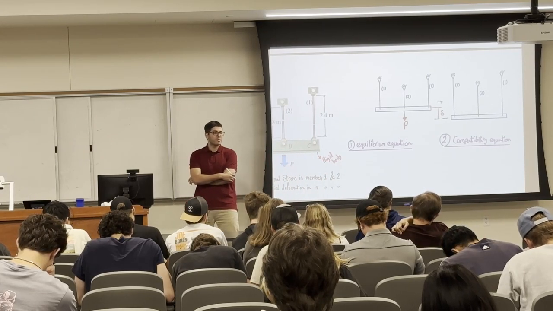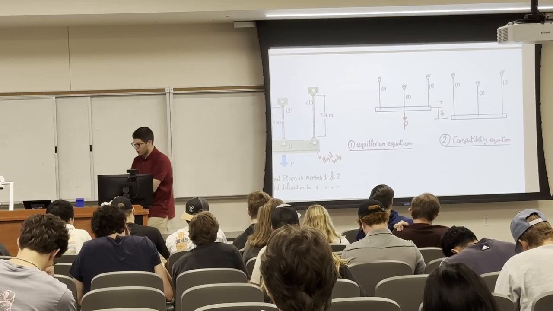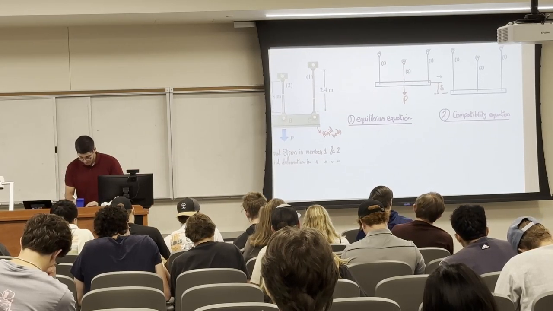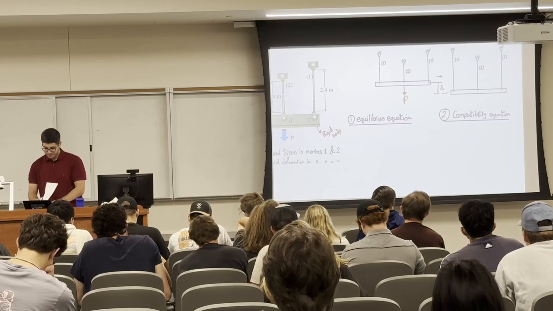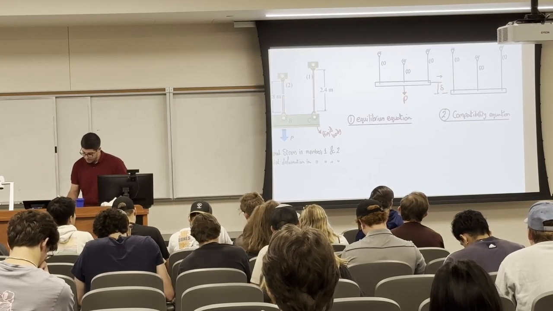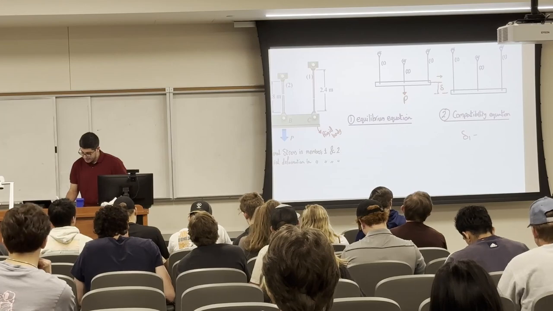They are all equal, right? So here's also the same thing. So in the compatibility equation, I would write delta 1 is equal to delta 2.